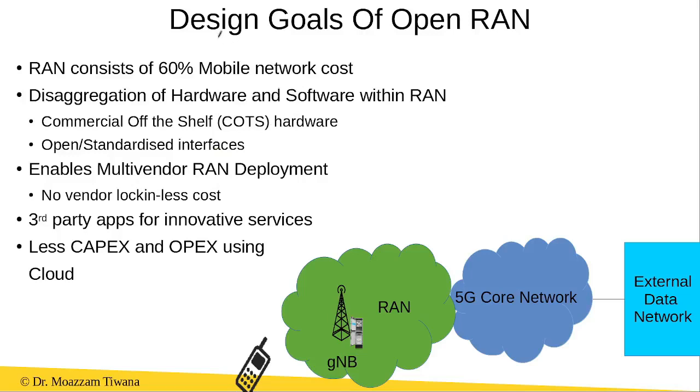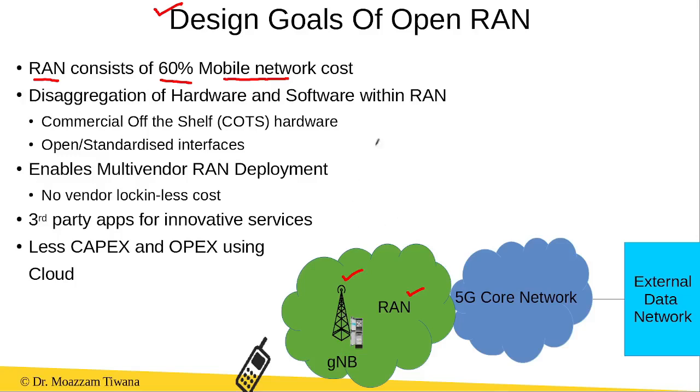Now, what are the design goals of the Open RAN? The 60% cost of the mobile network is in the radio access network. And the radio access network consists of GNBs. Now, before Open RAN, in a GNB, you had proprietary software that was running on the proprietary hardware. That means that you had to buy this GNB from a single vendor, and since there were very few vendors, the cost of the GNB was quite high.